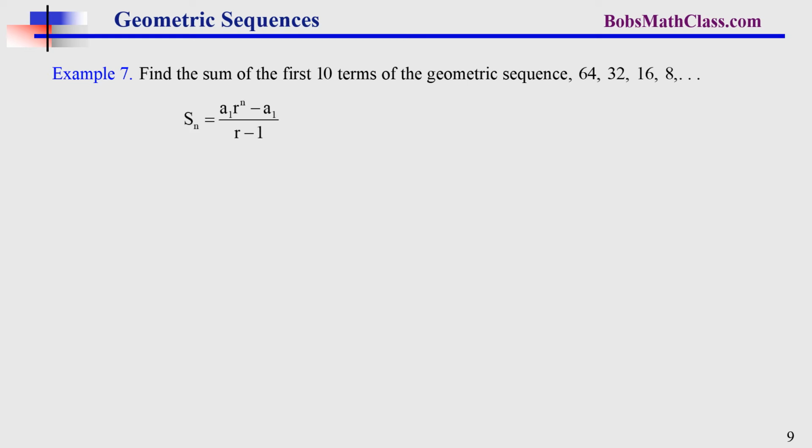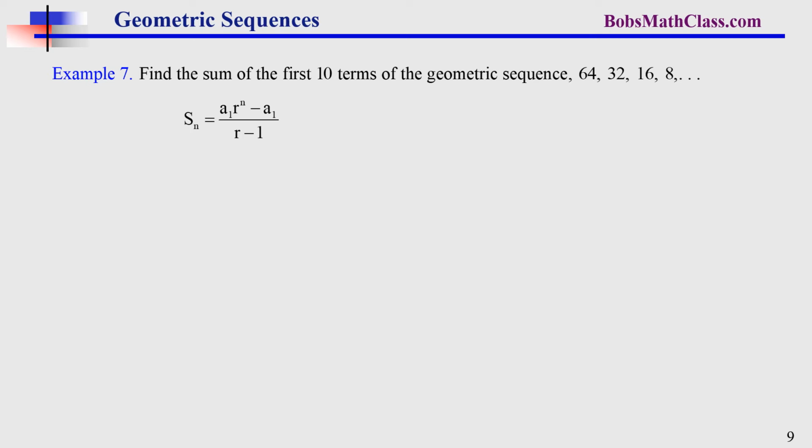Okay, handy dandy formula. Our A1 is 64. Our R, well, we have to divide the second term by the first term. So 32 divided by 64 will give you 1/2. So our R is 1/2. It's not 2, because if it was 2, you would be multiplying 64 times 2 to get the next number. We're actually dividing by 2, so that really means 1/2.